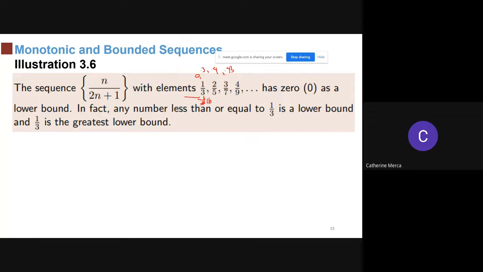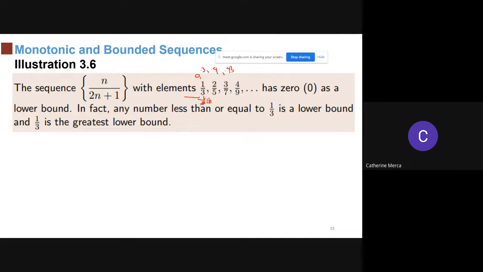Pero ang 0 is also a lower bound. Correct? Kaning mga number after 0, lower bound gihapon sila. Pero ang greatest lower bound is 1/3. Muna gitawag GLB ang 1/3. Okay? Ang sa GLB, muna ang infimum. So, ang infimum of the sequence is 1/3.